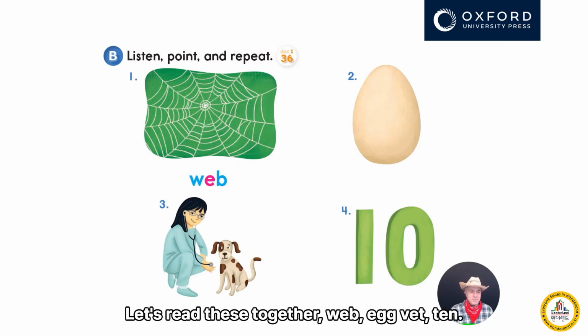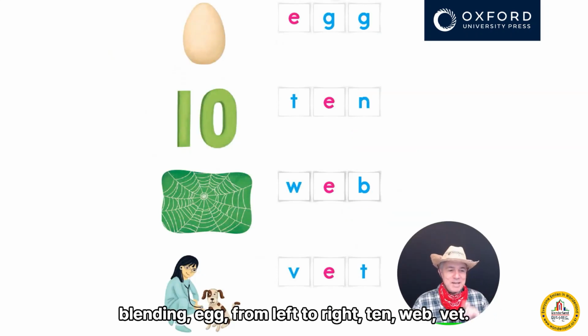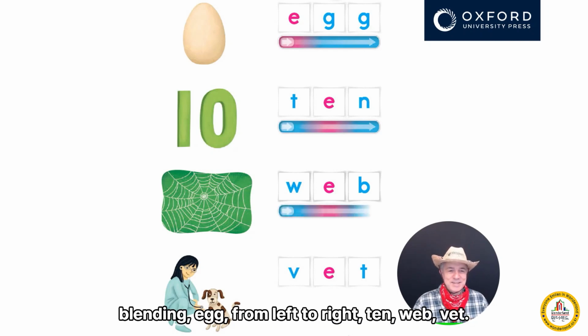Let's read these together. Web, egg, vet, ten. And let's practice blending. Egg, from left to right, ten. Web, vet.